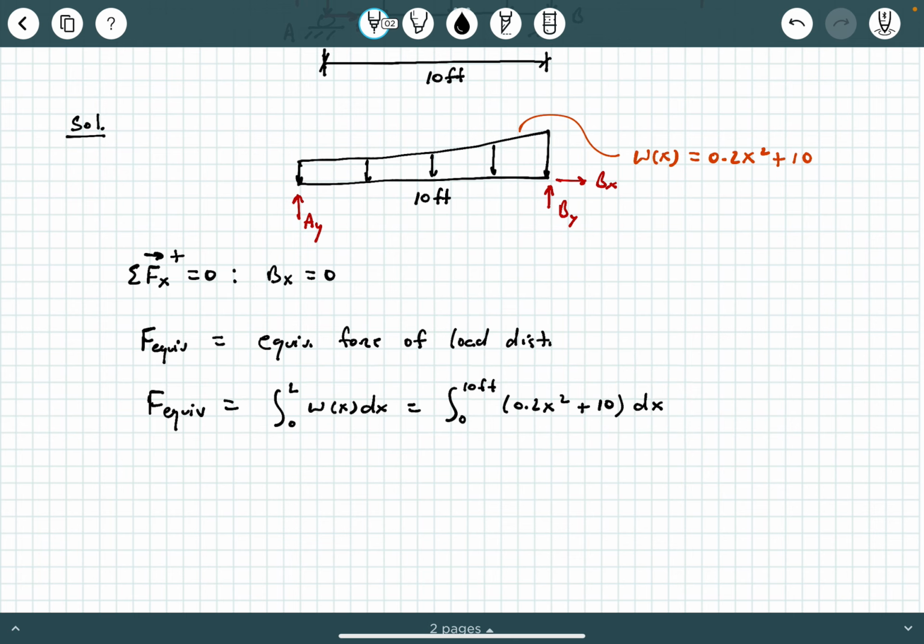Now, this is a pretty easy integral to take. If we want to show our work here, just to remind ourselves how we take a simple integral, we can do that.